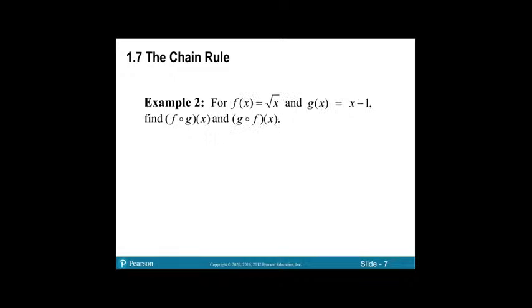For f of x and g of x as given, find f composed g of x and g composed f. Say we're doing the first one, f composed g of x. This means f of g of x, so the second function inside the first function. g of x in this case is x minus 1. And f is the square root of x, so it's going to be the square root of x minus 1. I think we can leave it like that.